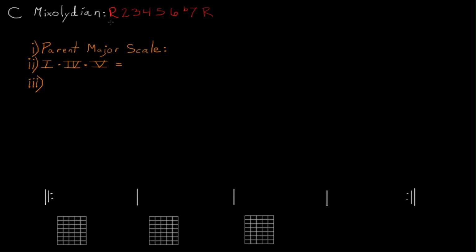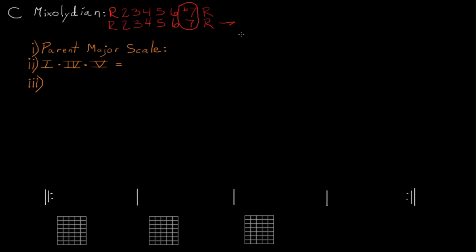If we take the formula for Ionian or major, it's root, 2, 3, 4, 5, 6, 7, root. So we can see that the differences in the scale lie in the 7th degree. Mixolydian has a flat 7 or minor 7th, and Ionian does not. It just has a major 7th. So let's spell these two scales out.